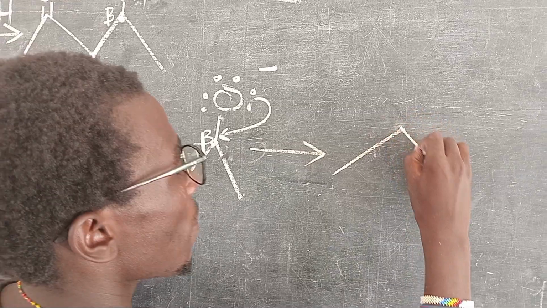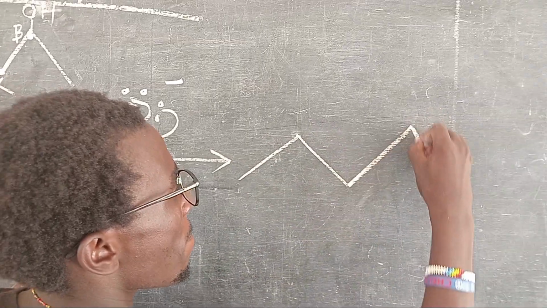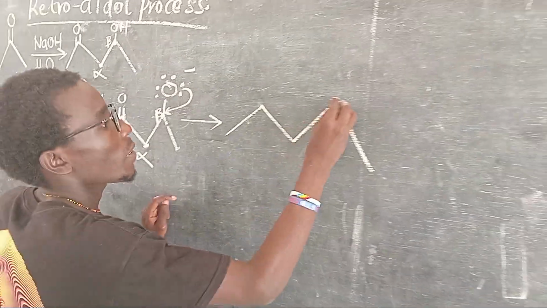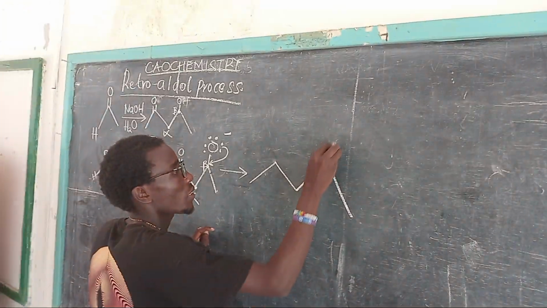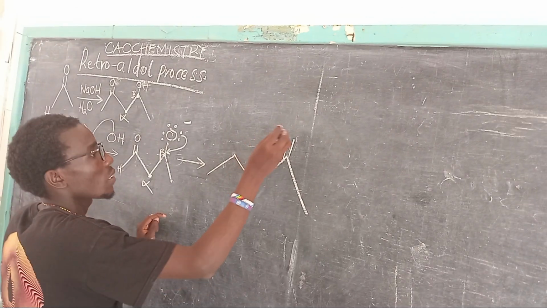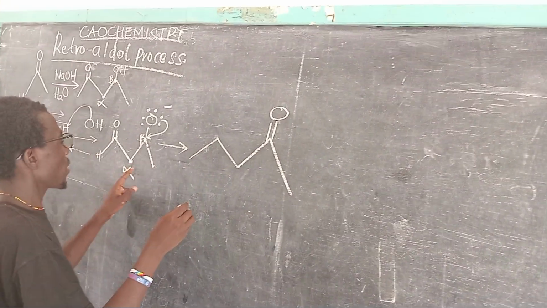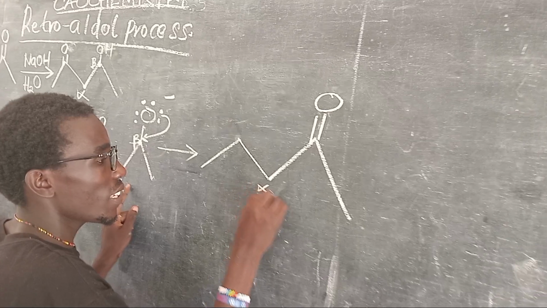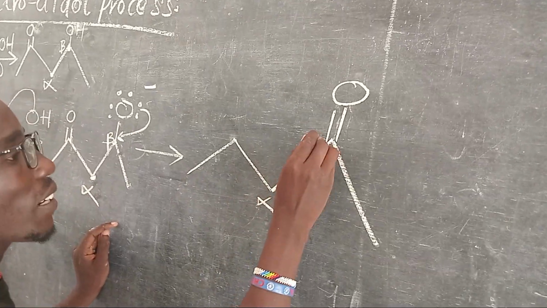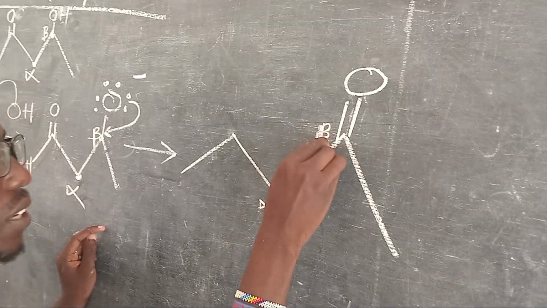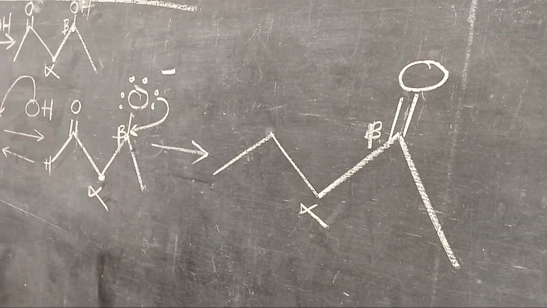This is it. So there is a generation of a double bond here. There's been a generation of a double bond here. But anyway, I want you to have a clear glimpse of what's happening here.